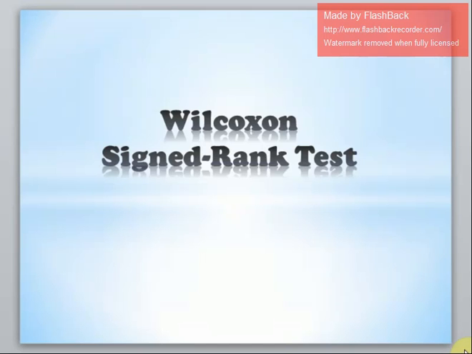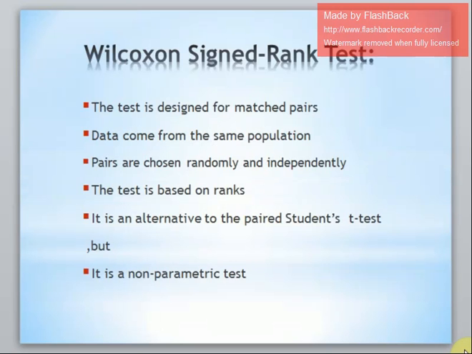Today I'm going to talk about the Wilcoxon sign rank test for you. So what is a Wilcoxon sign rank test, and when do we use it? The test is designed for matched pairs. Data come from the same population. Pairs are chosen randomly and independently.